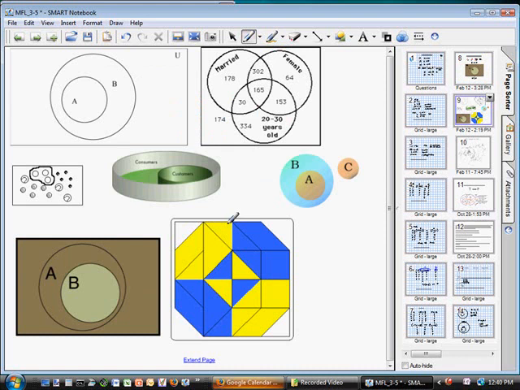I just wanted to show you a bunch of ways subsets are shown. You guys have seen pictures like this. We solved problems like that, remember? And here, obviously, A is surrounded by B.